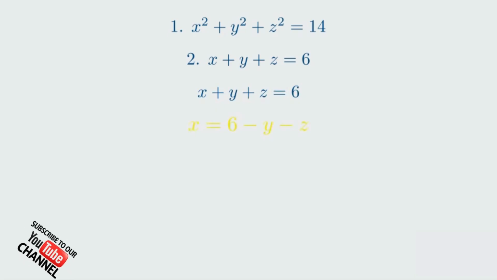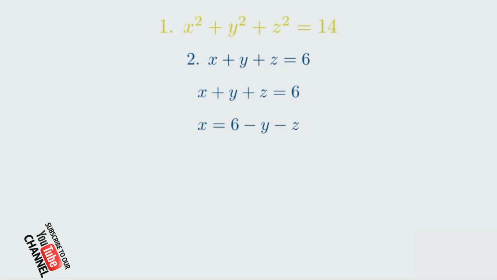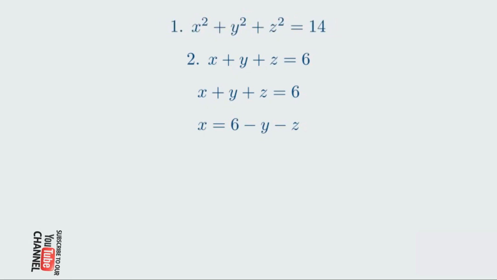Now, we will substitute this expression for x into the first quadratic equation. This will eliminate x from the equation, leaving us with an equation in only y and z. So we take our first equation, and everywhere we see x, we'll replace it with 6 minus y minus z. This might look intimidating at first, but let's break it down. By substituting, we've gone from one complex equation with 3 variables to another one with just 2. Let's work with the equation we just created by substituting x.